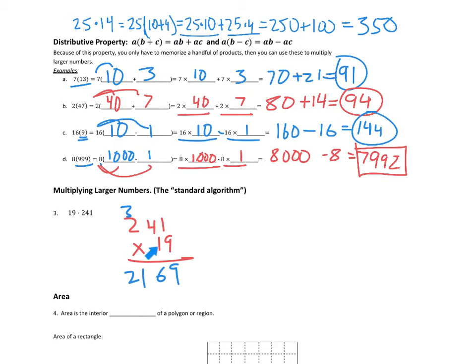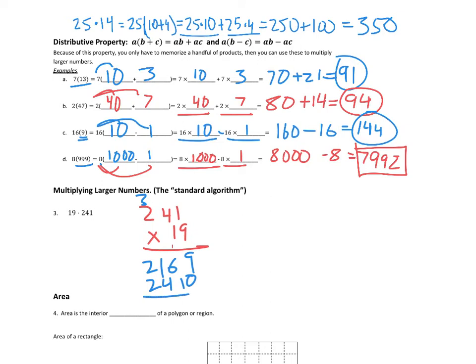Now this number here looks like a 1, but it's not a 1, it's a 10. So we're really multiplying by 10, so we've got to put a 0 down here. Then we start multiplying. 1 times 1 is 1. 1 times 4 is 4. Then 1 times 2 is 2. All right, then we have to add, so we're just going to add. 9 plus 0 is 9. 6 plus 1 is 7. 4 plus 1 is 5. 2 plus 2 is 4.